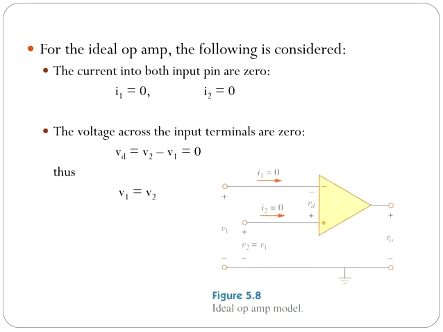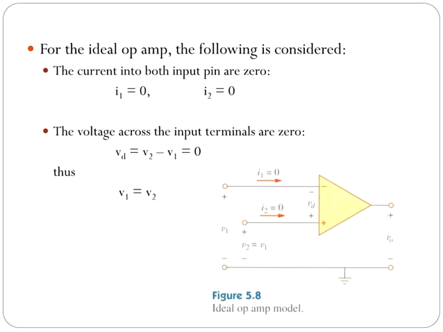And for an ideal op-amp, we need to consider the following cases, that is, the current into both input pins should be 0. So this is for the ideal operational case. We need to consider both the input terminal currents, which are I1 and I2, should be equal to 0. And similarly, the voltage across the input terminals should also be 0.